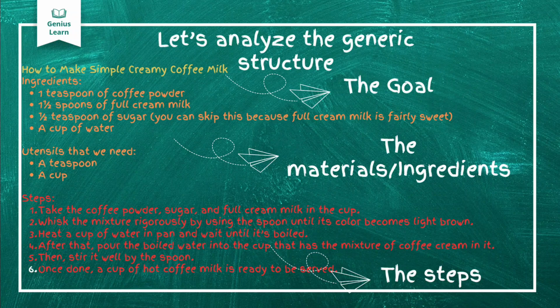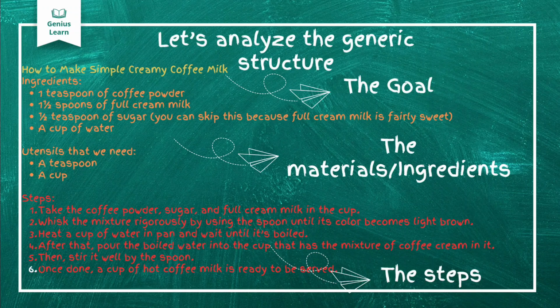Okay, as you can see here, the goal of this procedure text is how to make simple creamy coffee milk. So that is the goal. And then for the materials and ingredients, as you can see here, it is a teaspoon and also 1.5 spoons of full cream milk, and then also a teaspoon and also a cup. That is called the materials or ingredients needed to make a simple creamy coffee milk.